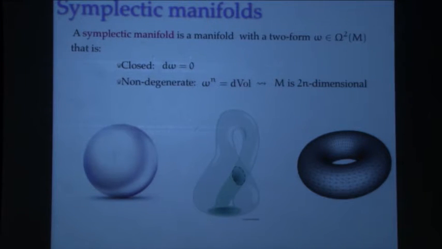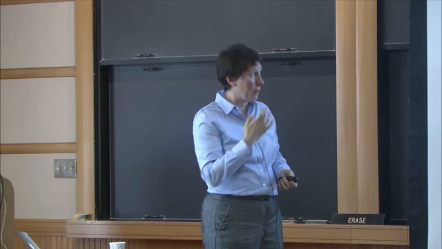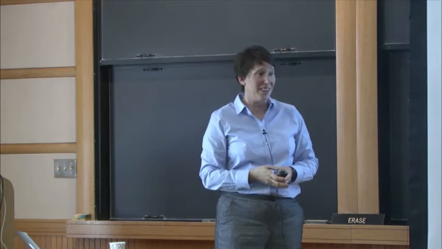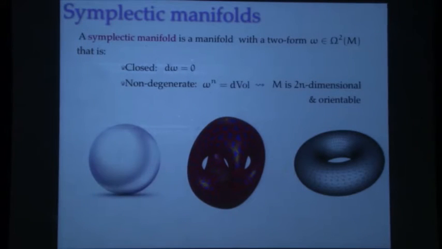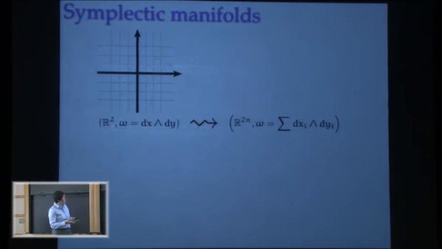In particular, if you take a top exterior power of the 2 form, you get a volume form, an orientation on the manifold. So symplectic manifolds are even dimensional, and they're also orientable. So that guy's not allowed. But any orientable surface with the area form as its 2 form is a symplectic manifold. And on R2, I can write down just dx wedge dy.